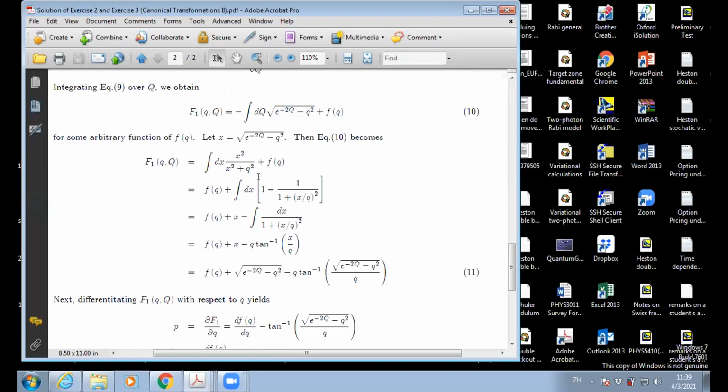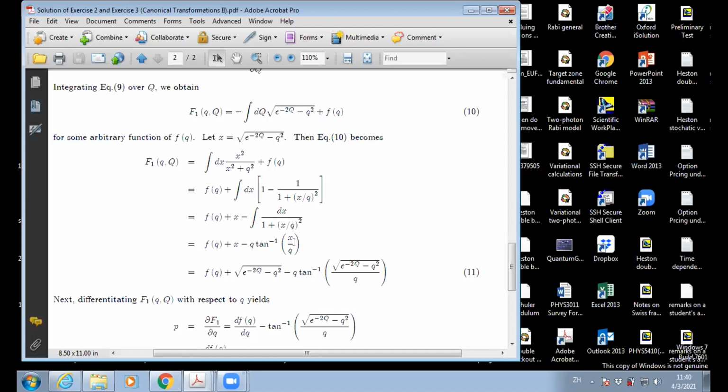The first part here gives you x. The second part gives you the arctangent. If you don't remember this, just look up the tables of integrals, or you can perform this integral by substitution. Let x over q equal the tangent of some angle, then 1 plus tangent squared of the angle will give you the secant squared. So it is a standard approach.